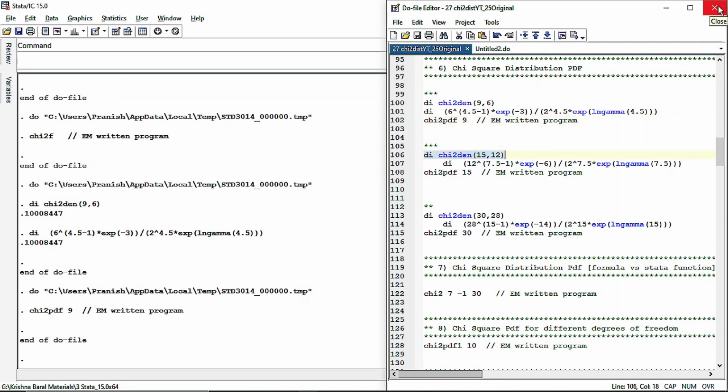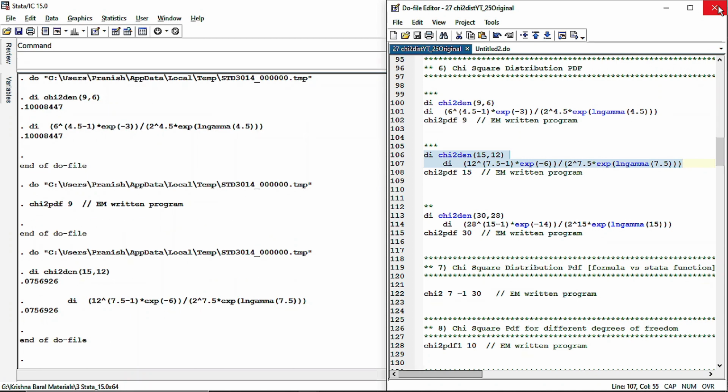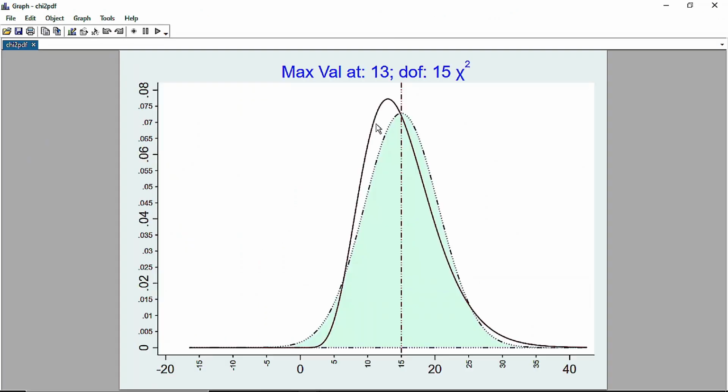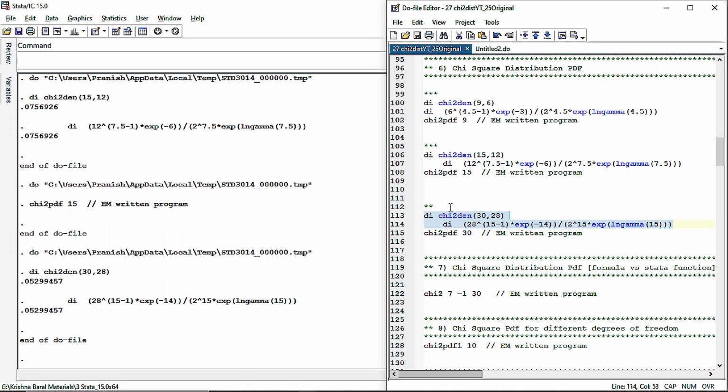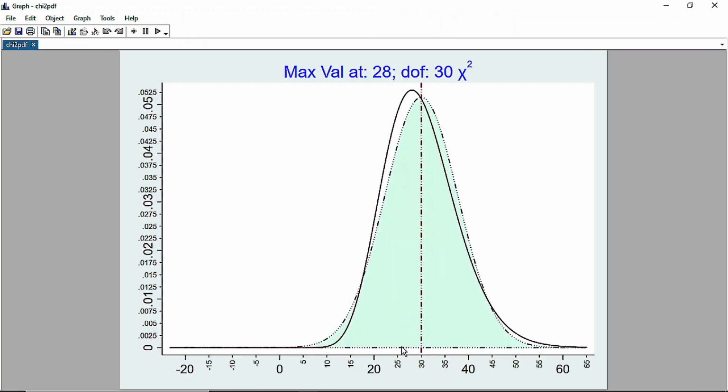Now let us see another example. This time the degrees of freedom is 15 and the value of x is 12. What is the probability of x being exactly 12 for the chi-square distribution? It is 7.5%, somewhere over here. Now let us see another example, when the degrees of freedom is 30 and the value of x is 28. From both formulae we should get the same result. What is the probability of getting exactly 28? It is 5.2% or 5.3%, and let us see it on the graph as well. For 28 it is 5.3%, somewhere over here.